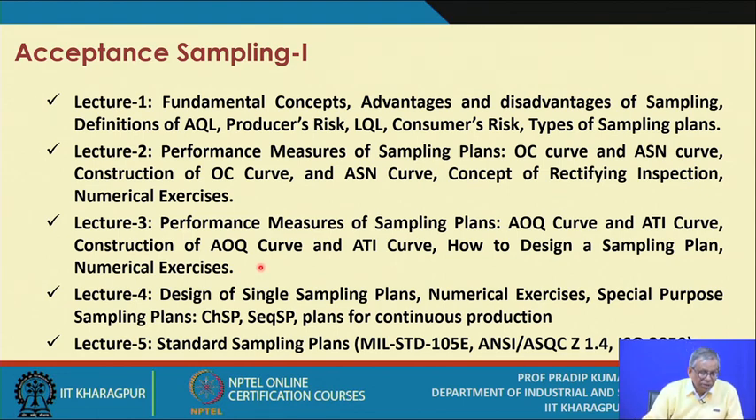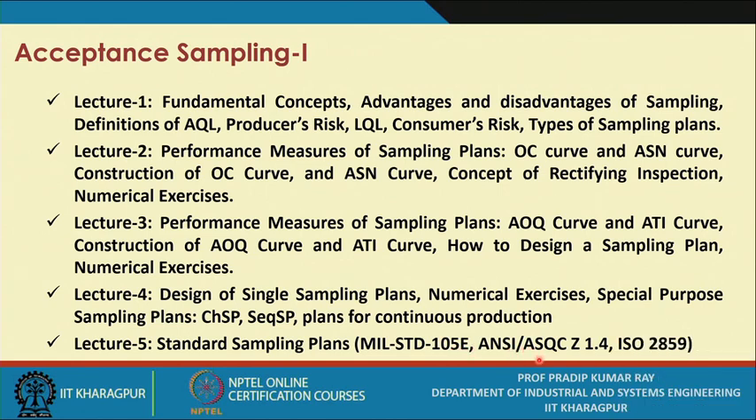During the third lecture session, again we'll be referring to performance measures like the AOQ curve and ATI curve, construction of the AOQ curve and ATI curve, how to design a sampling plan, and numerical exercises also. In lecture 4, design of single sampling plans will be explained in detail, along with numerical exercises and special purpose sampling plans like chain sampling plan, sequential sampling plans, and sampling plans for continuous production. In lecture 5, we'll discuss in detail the standard sampling plans like Military Standard 105E or the equivalent ANSI/ASQC Z1.4 standards or the equivalent ISO 2859 standards. So this will be our coverage.